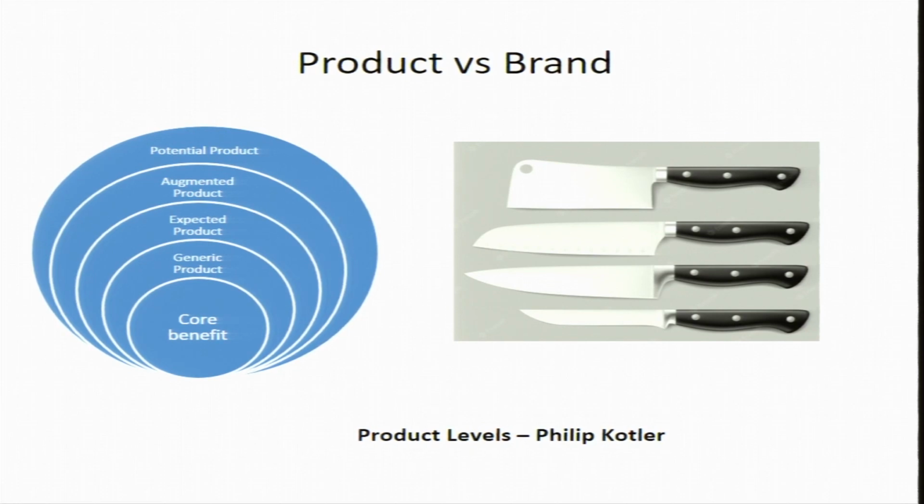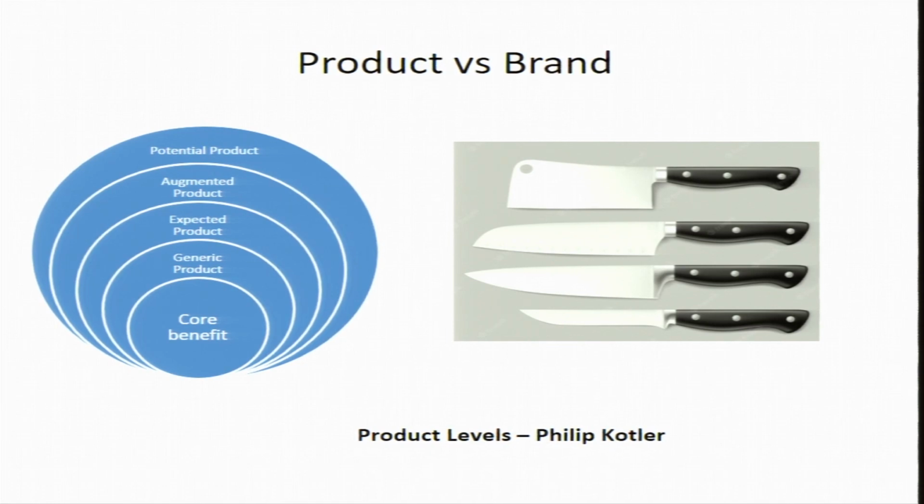could be that of a knife. Now, suppose you buy a knife. What is the benefit of a knife? The core benefit of a knife is that it should cut. So, to cut is the core benefit of any knife. Now, generic product means what? The generic product is that this knife cuts, alright. So, the core benefit of the knife is to cut and the generic product is to actually cut, alright. So, generic product is that the knife cuts.